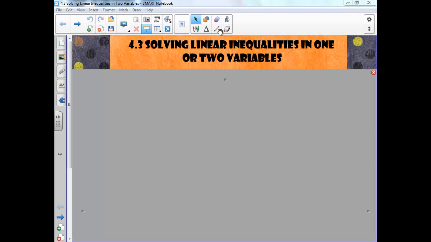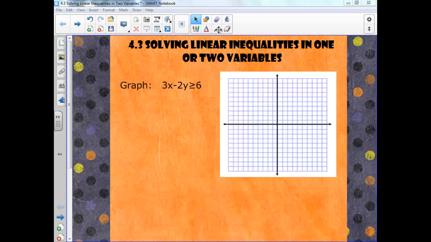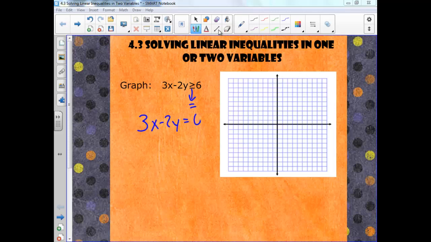Section 4.3, solving linear inequalities in 1 or 2 variables. So now this is going to be similar to what we've been doing, but graphing them. And so the way I think about doing this, what's easiest for me, is just at the beginning to pretend that this was an equal sign. And how would we graph this as a line?